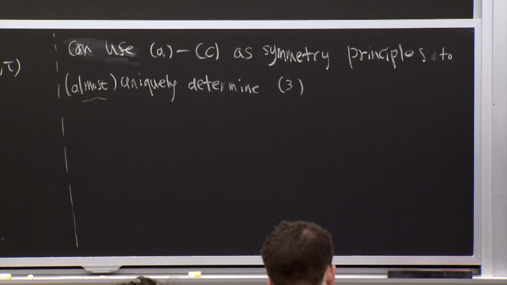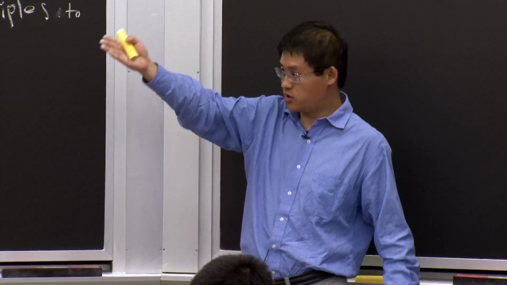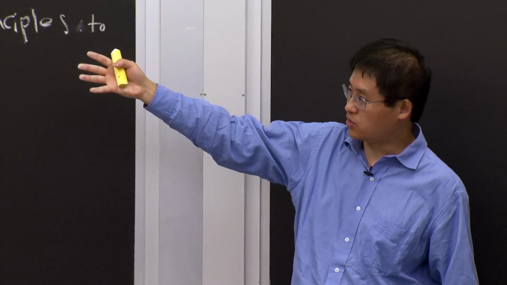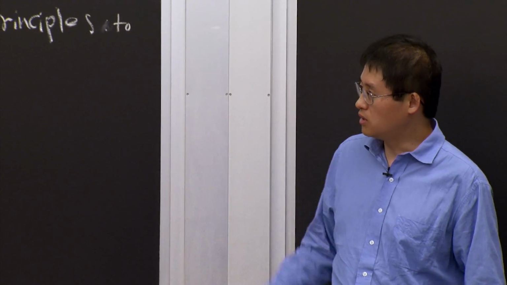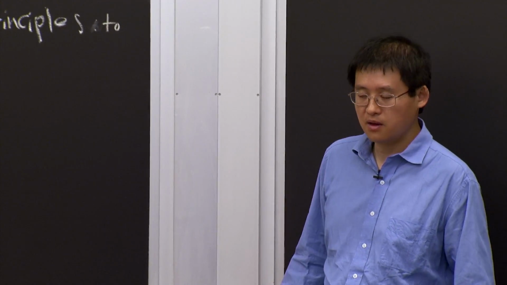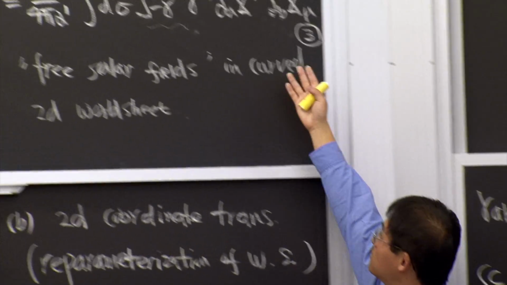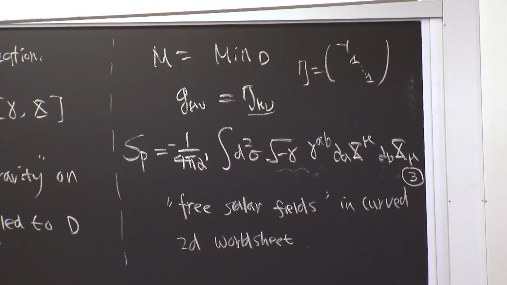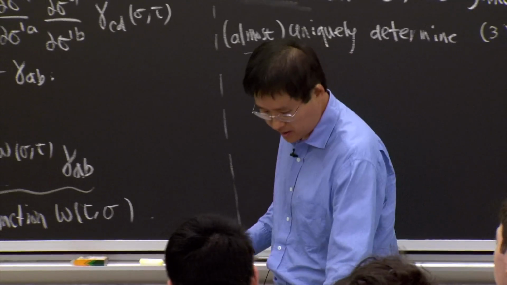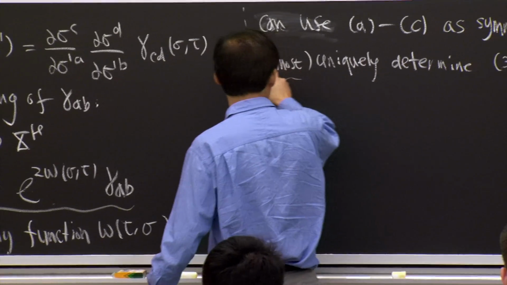Is the logic clear? We do it two ways. We first start with Nambu-Goto, and then we go to this action. But then we observe this action has these symmetries, and now we ask ourselves, what is the most general action with such symmetries? That will lead us back to this action, except there's one more term you can add. There's one other term you can add, so that's why this is 'almost'.